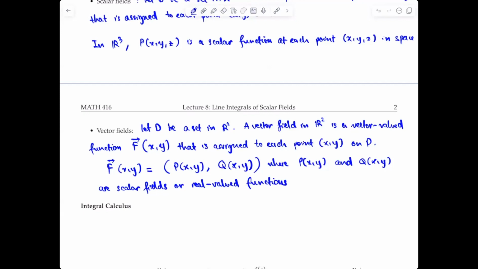Here, P of x, y and 2xy are scalars. So the vector field has 2 components, since it is in 2 dimensions.